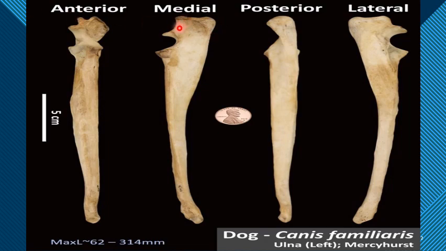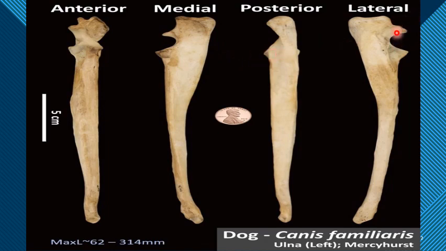The other part of the olecranon is the anconeal process, which is a sharp edged process and it is present cranially. This is the cranial view, this is the caudal view, and this is the medial view of the ulna. So here we have the anconeal process and it is present cranially. It is a sharp edged process, and this anconeal process fits in the olecranon fossa of the humerus when the elbow joint is extended.